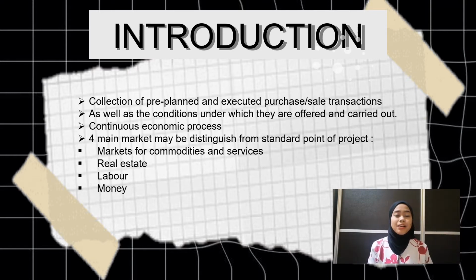Alright, next, four main markets may be distinguished from a standard point of view. First is the market for commodities and services. Second is real estate. Third is labor. And the last one is money.